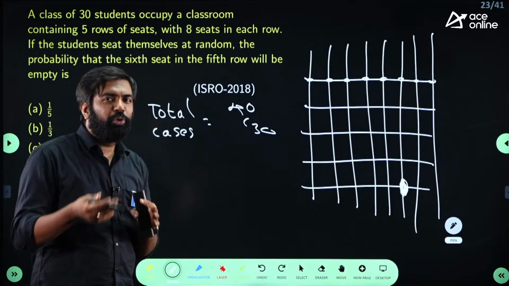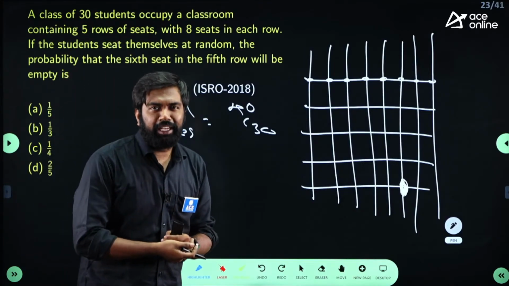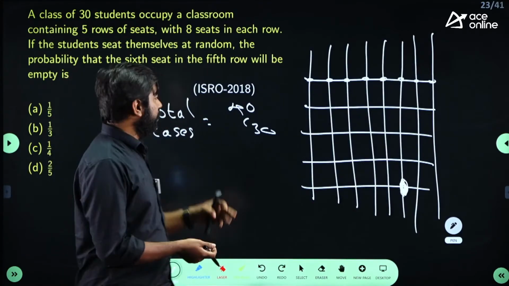You all know probability is the number of favorable cases by the number of total cases. So we got the denominator.